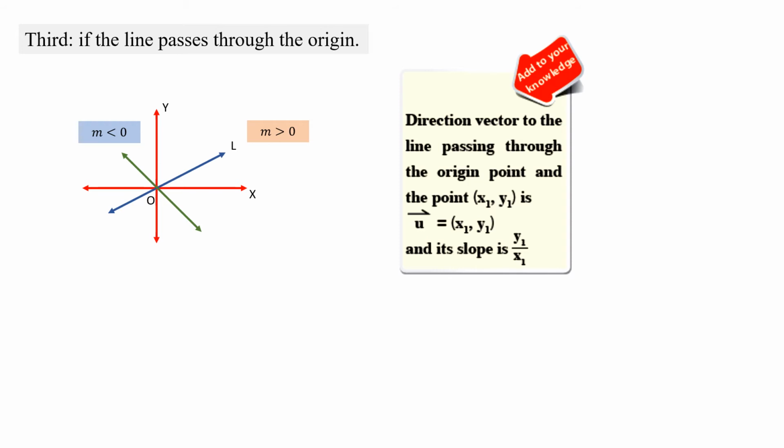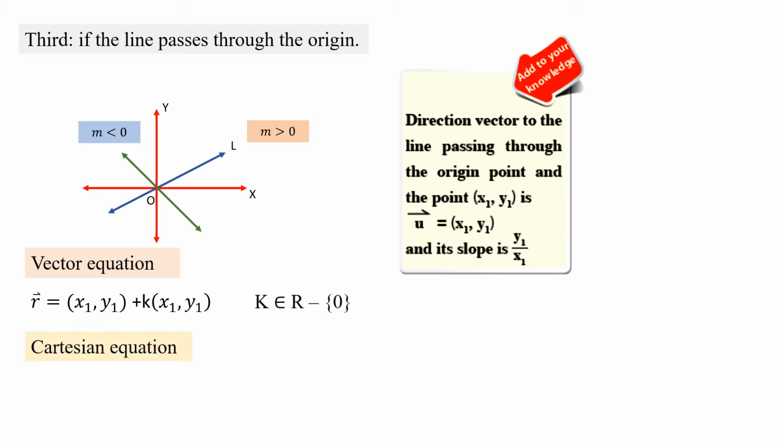The direction vector of the line passing through the origin and the point (x1, y1) is u vector equal to (x1, y1), and its slope is y1 over x1. So the vector equation is r equals (x1, y1) plus k multiplied by (x1, y1), where k belongs to R except 0. So the Cartesian equation is x1 y minus y1 x equals 0.